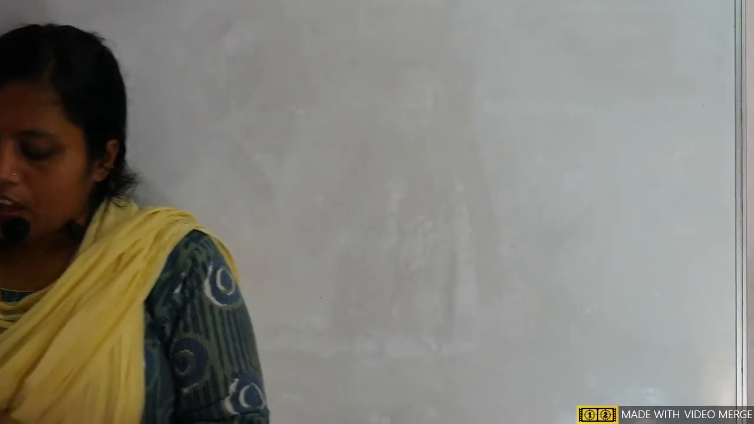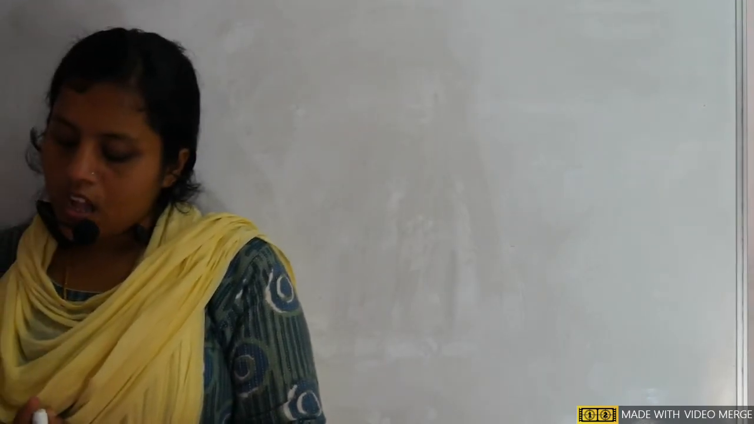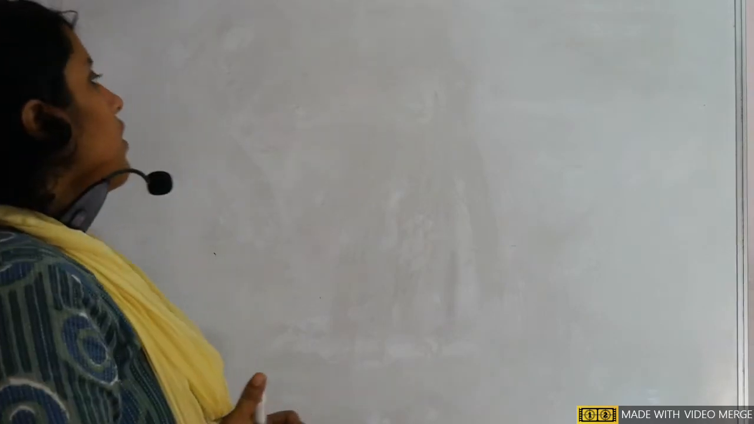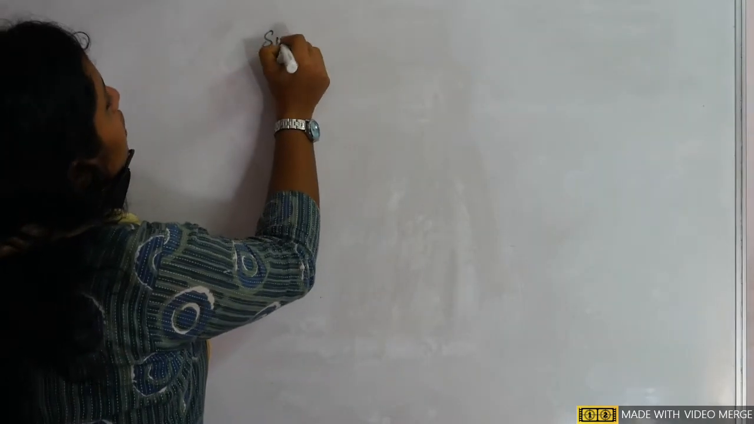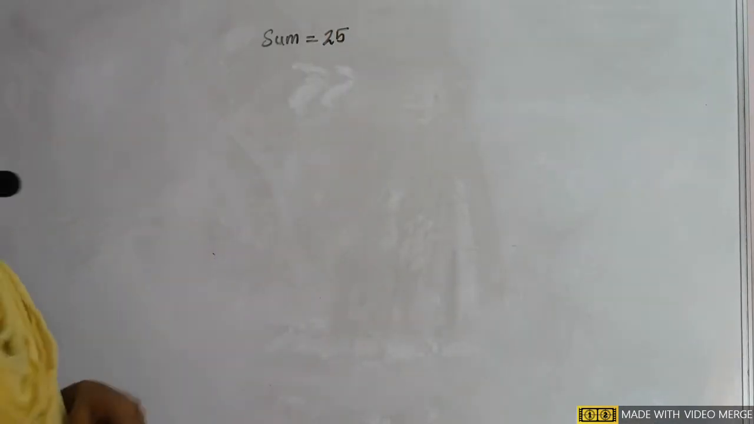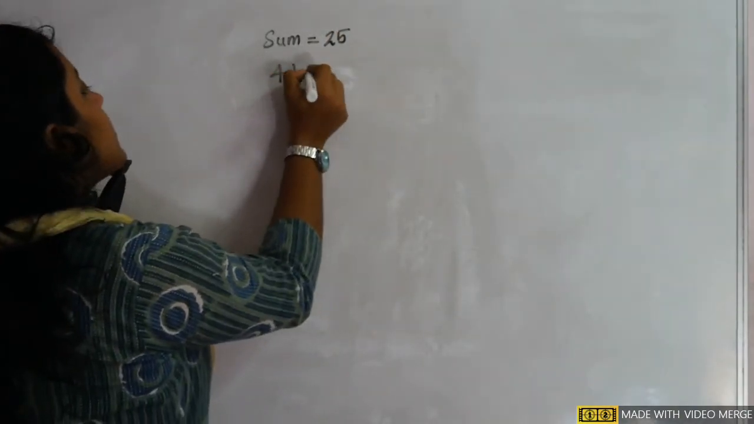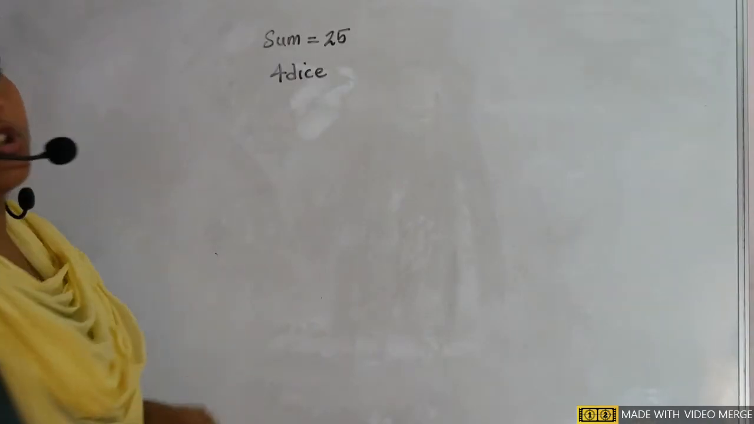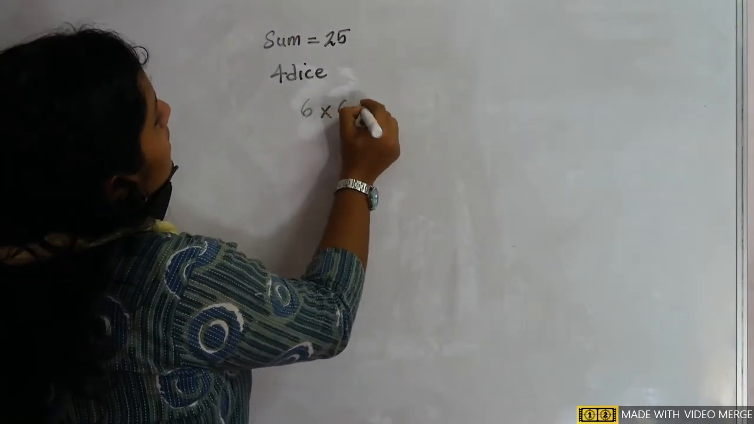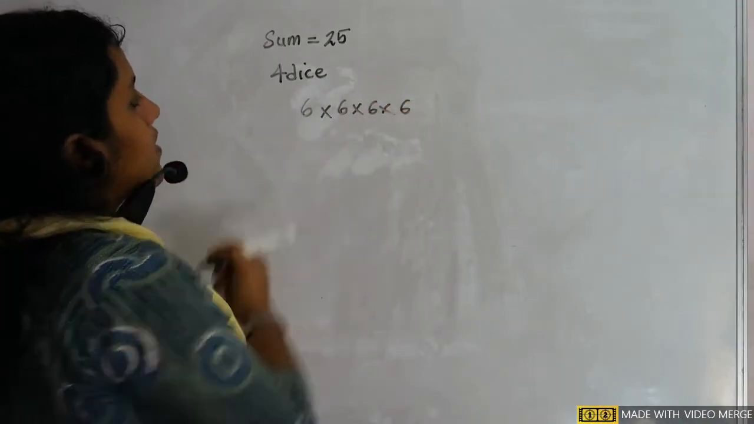Next question is, if 4 dice are thrown together, what is the probability that the sum of the numbers appearing on them is 25? What are they telling? Sum is 25. How many are we throwing? We are throwing 4 dice. So with 4 dice the sum should be 25. So what is the number of sample space possible? 6 into 6 into 6 into 6.